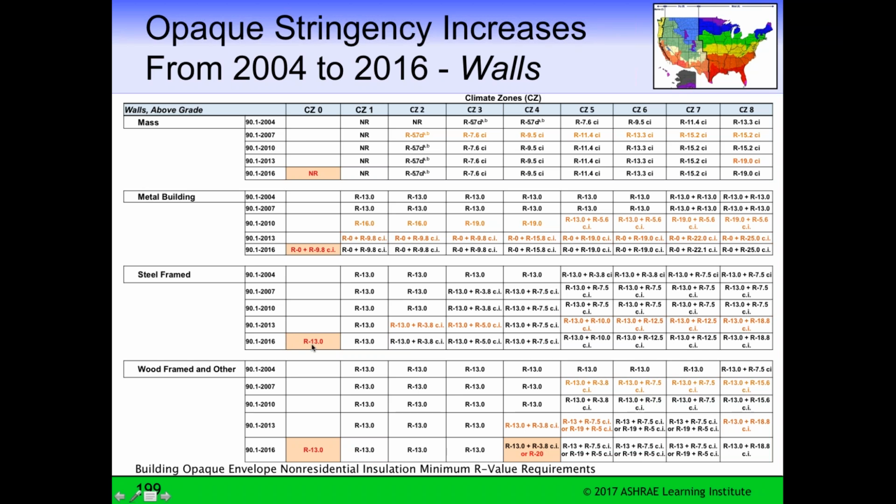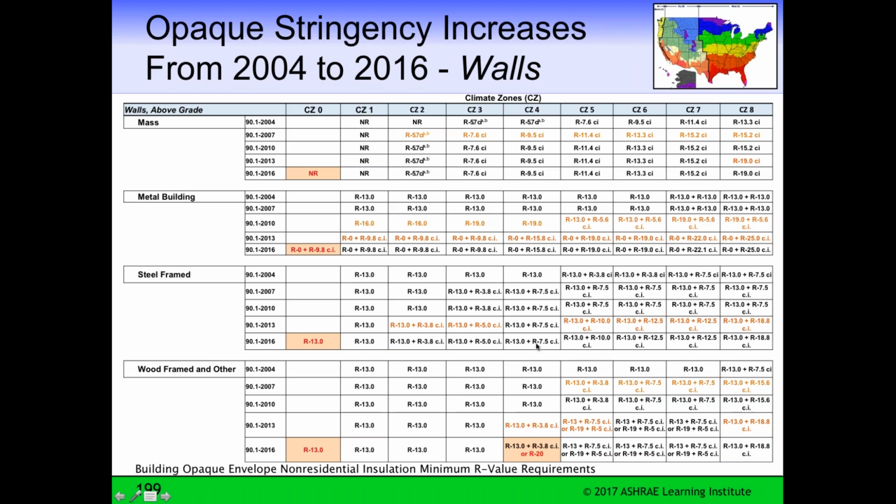By 2016 for steel studs, only in climate zone 0 and 1 do you have insulation between the studs alone, and this would be for 2x4 R13. And as soon as you get to climate zone 2, you're adding insulation outside the studs, continuous insulation in addition, and the thickness of that continuous insulation keeps increasing as you go to the colder climate zones.